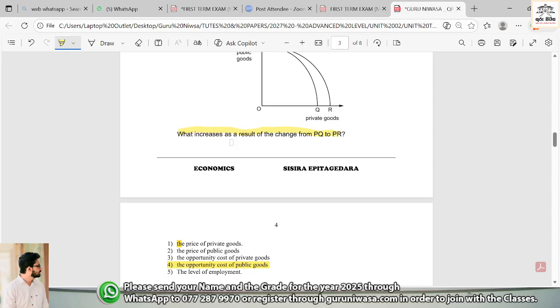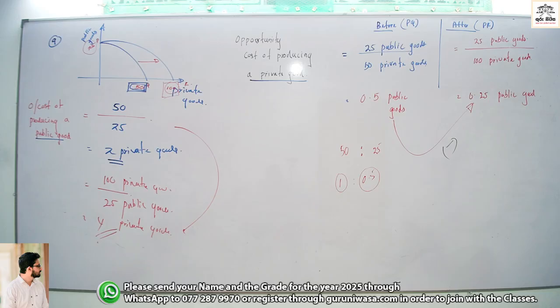What increases as a result of the change from PQ to PR? So the opportunity cost of public goods, not private goods. Are you okay? Yes, sir. Remember how to calculate opportunity cost. Whatever PPC curve is given, you should be able to calculate the opportunity cost. What is the equation? Number of units given up divided by number of units gained. Gain means produce.